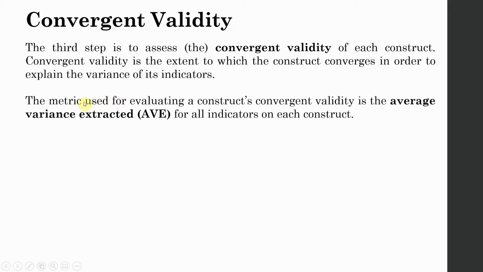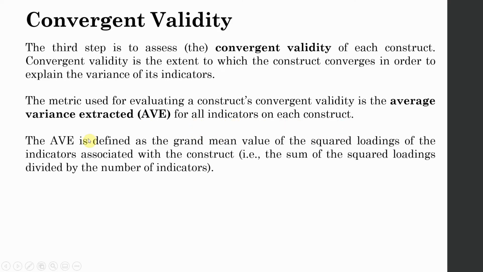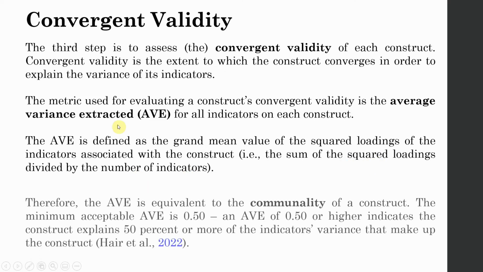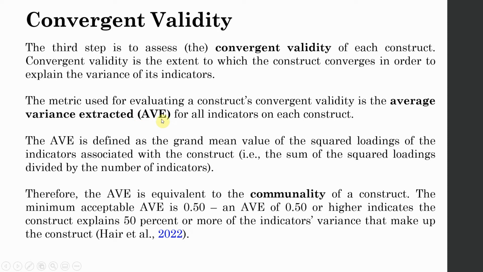The metric or the measure that we use to establish convergent validity is called average variance extracted for all indicators on each construct. The AVE is defined as the grand mean value of the squared loadings of the indicators associated with the construct. So what we do is we simply take the square of each of the loadings that we did earlier and then sum the squared loadings. Now once the squared loadings are summed, they are divided by the number of indicators, and this will give us the average variance extracted for all the indicators on each construct.